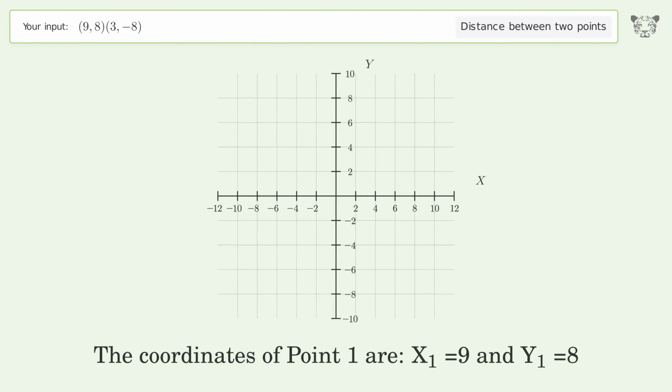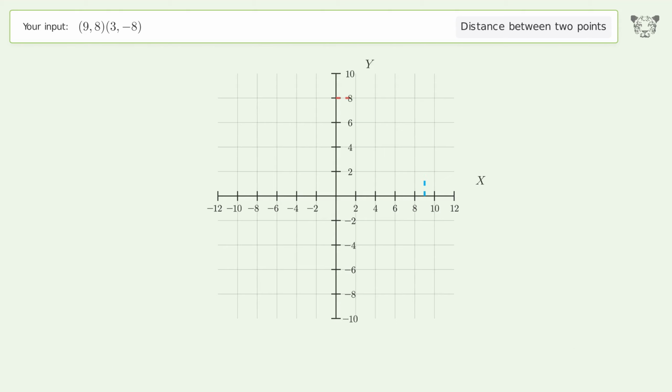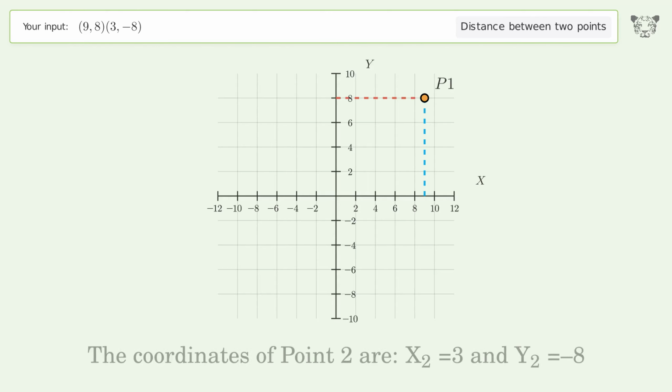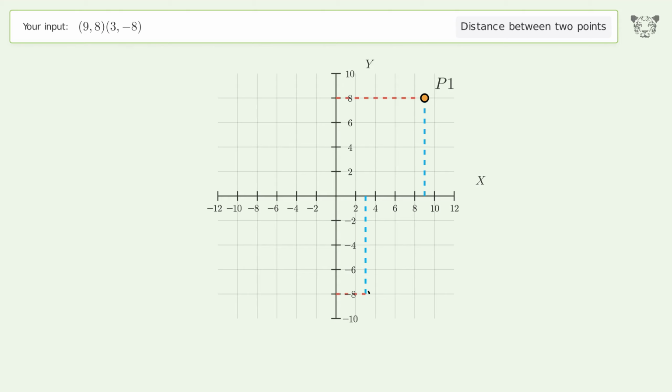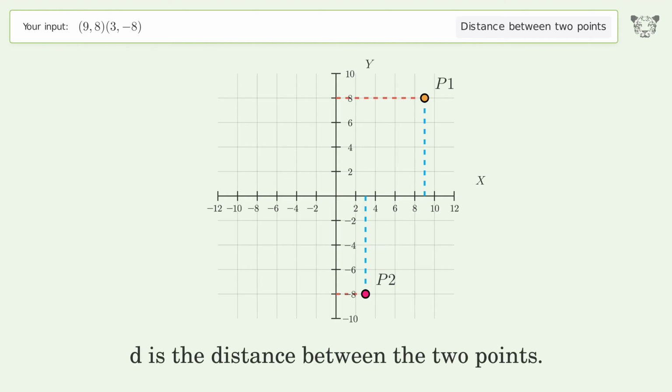The coordinates of point 1 are, x1 equals 9 and y1 equals 8. The coordinates of point 2 are, x2 equals 3 and y2 equals -8. D is the distance between the 2 points.